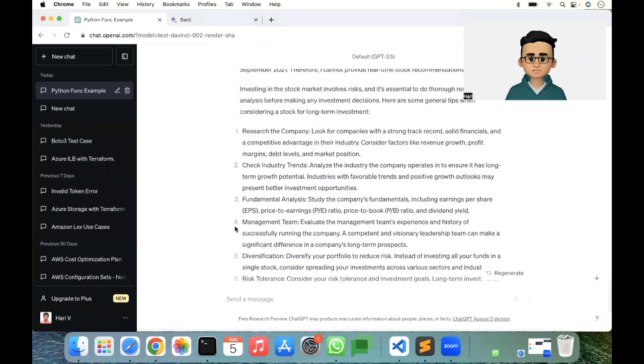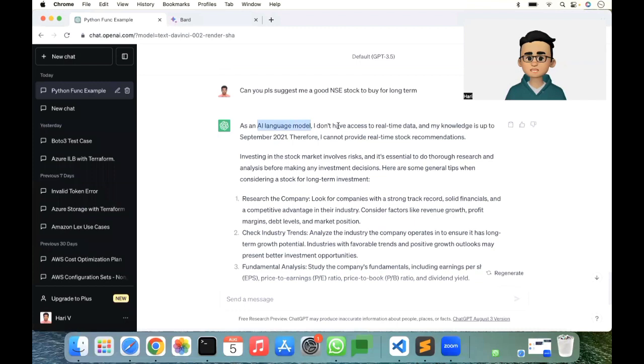See, as an AI model, I do not have access to real-time data; my knowledge is up to September 2021. That's why I cannot provide real-time stock recommendations. Investing in the stock market involves risk. So since it's a risk, even long-term, short-term, whatever, as an AI tool, I will not suggest anything. That's the response it's giving you.